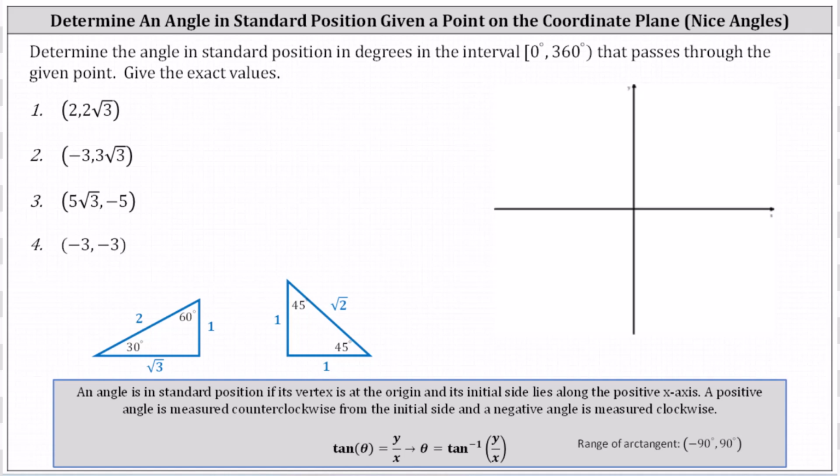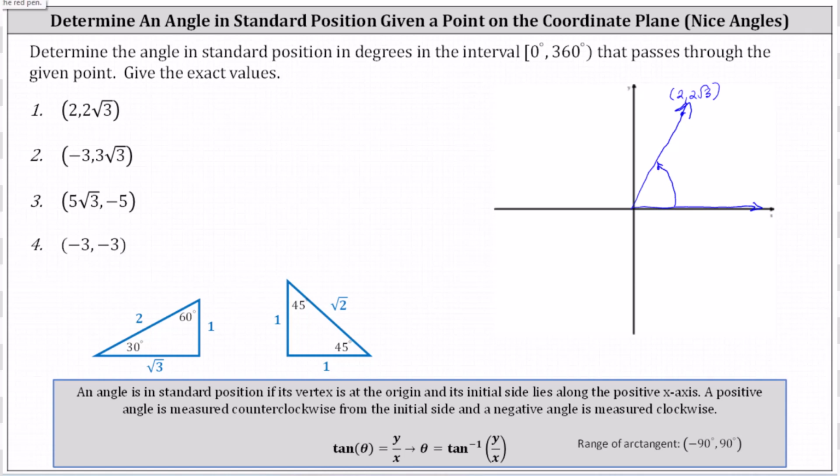Let's begin by plotting the point on the coordinate plane. (2, 2√3) is in the first quadrant, roughly here, where again this point is (2, 2√3), which indicates we're looking for the angle with the initial side along the positive x-axis and the terminal side passing through the given point, which would be this angle here.